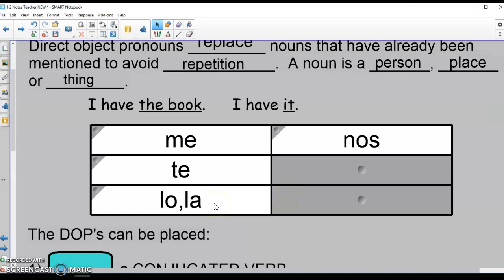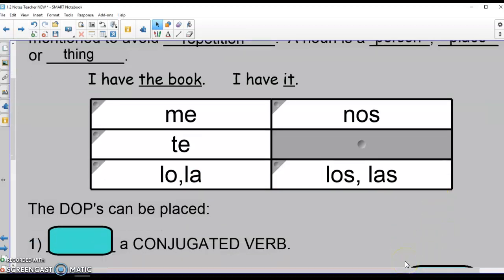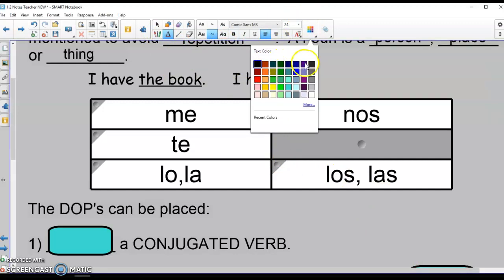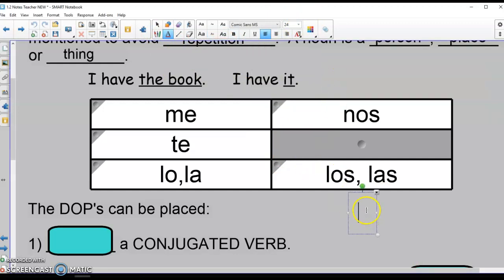So on the el, ella, usted spot, you're going to see a lo or a la. And in the ellos, ellas, ustedes spot, you're going to see a los or a las. Okay, now what do those mean? We're going to fill in what those are going to be used to say in English.